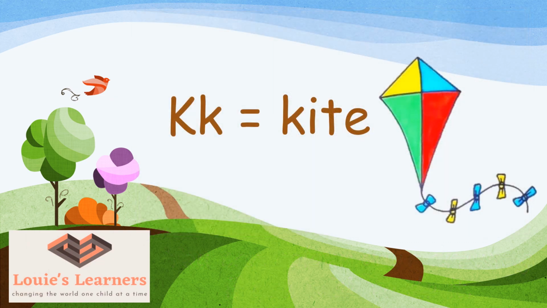Now you say K says K for kite. One more time. K says K for kite. Excellent.